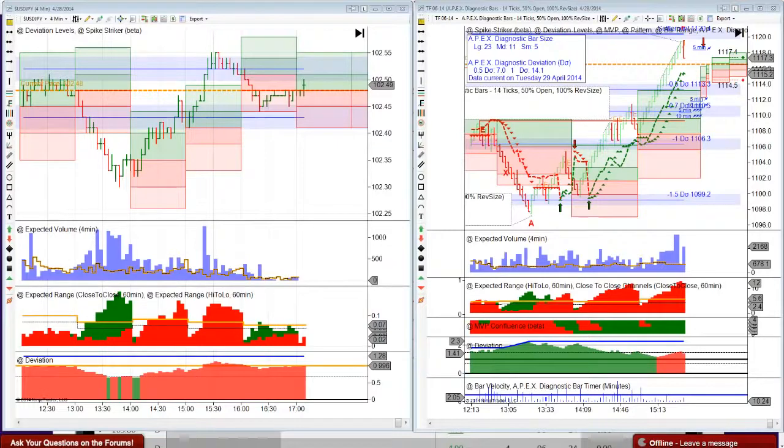But the yen, 14. That's my preferred size. So, 14 ticks.